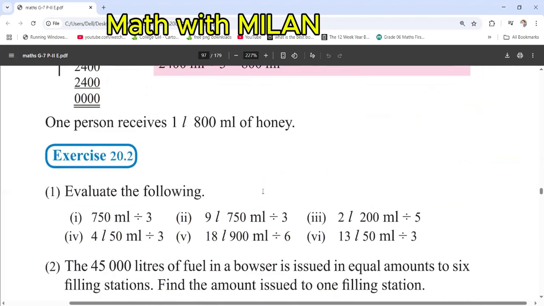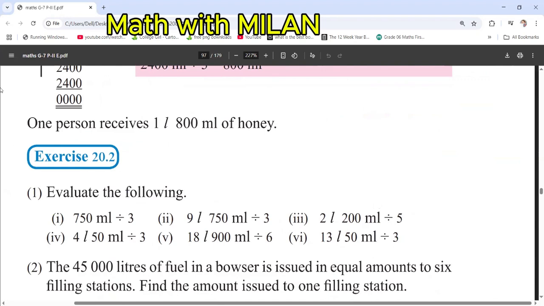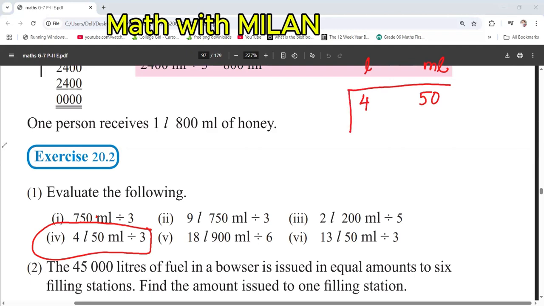I will take an example from the textbook itself. So let's take this one, because it is kind of tricky. You have to use the same method I have taught you: you write liters here, you take milliliters here, so you take 50. If you do not use this zero, you will be in trouble, right? You need to use this zero, because you know that 3 digits can be written in the milliliter section. Right, so let's divide by 3.